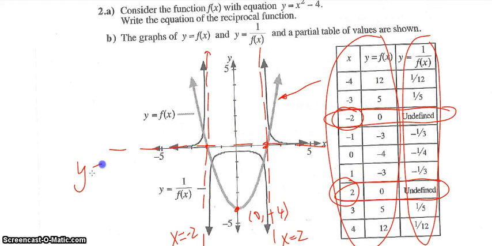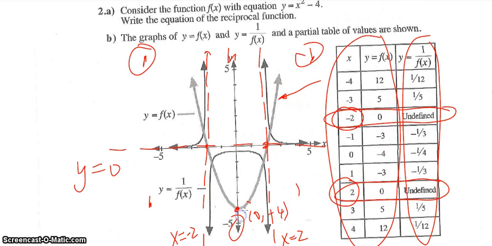So how many regions do all these asymptote lines break the graph into? It breaks into 6 regions, right? 1, 2, 3, 4, 5, 6. Out of the 6 regions, 3 regions have graph, so your reciprocal graph will exist there. The other 3 regions have no graph. The f of x doesn't exist there, so the reciprocal graph doesn't exist there as well.